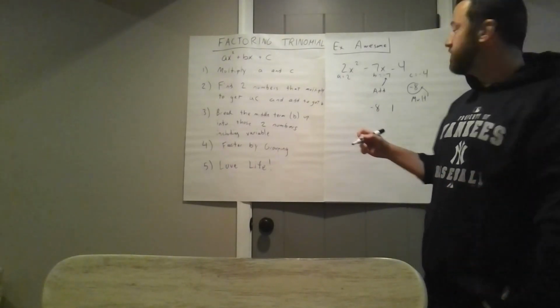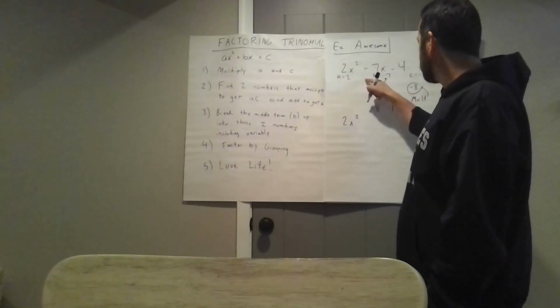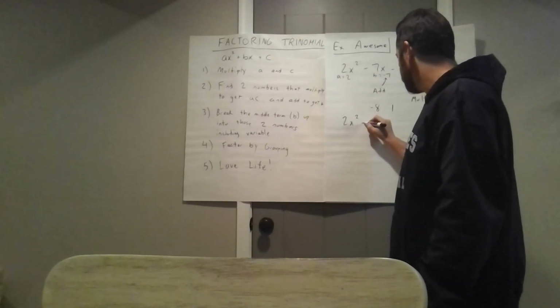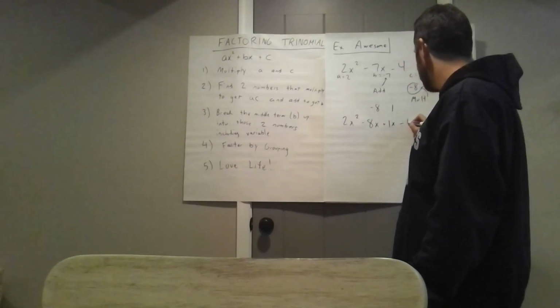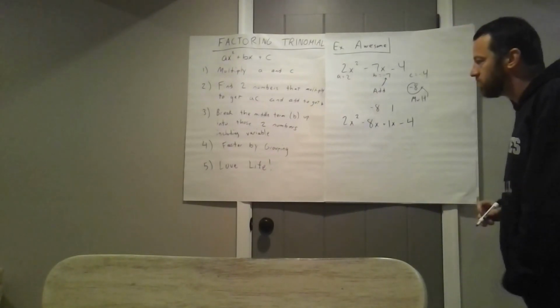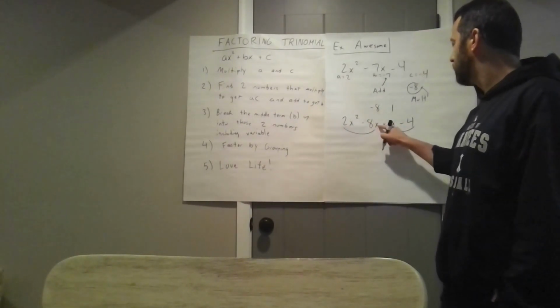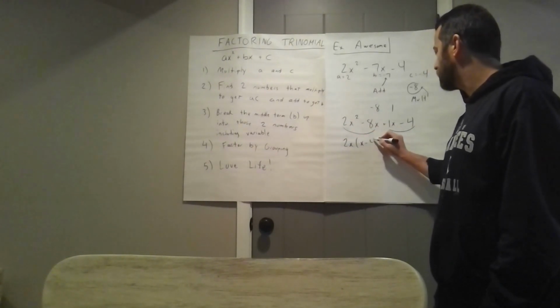Excuse me, now we're going to rewrite this. We're going to break up that middle term into these, but with the variable. So that's negative 8x plus 1x minus 4. And now we just factor by grouping. My GCF here is 2x. I'm left with x minus 4.